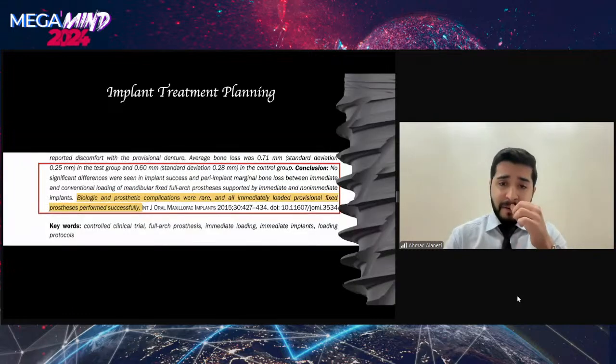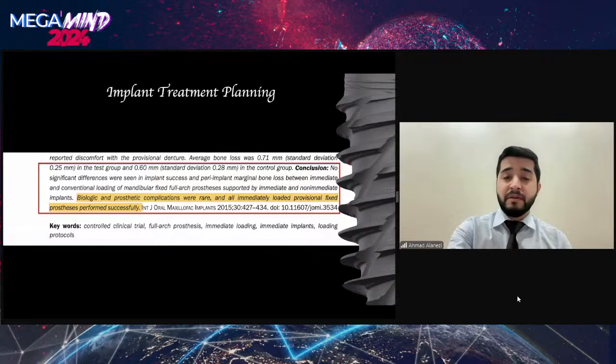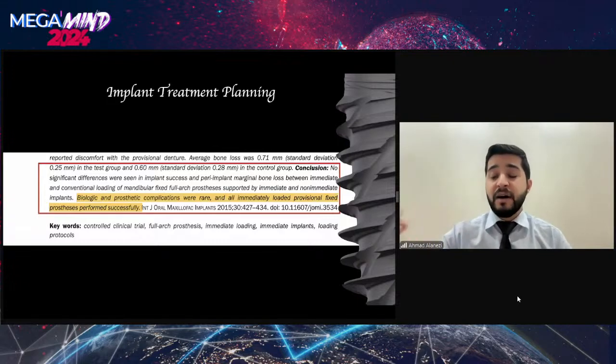And this is a paper that I collected saying that when you are planning for an immediate implant placement and immediate provisionalization, the biological and prosthetic complications are rare. But I would read this with caution, knowing that you have addressed all the risk factors beforehand.